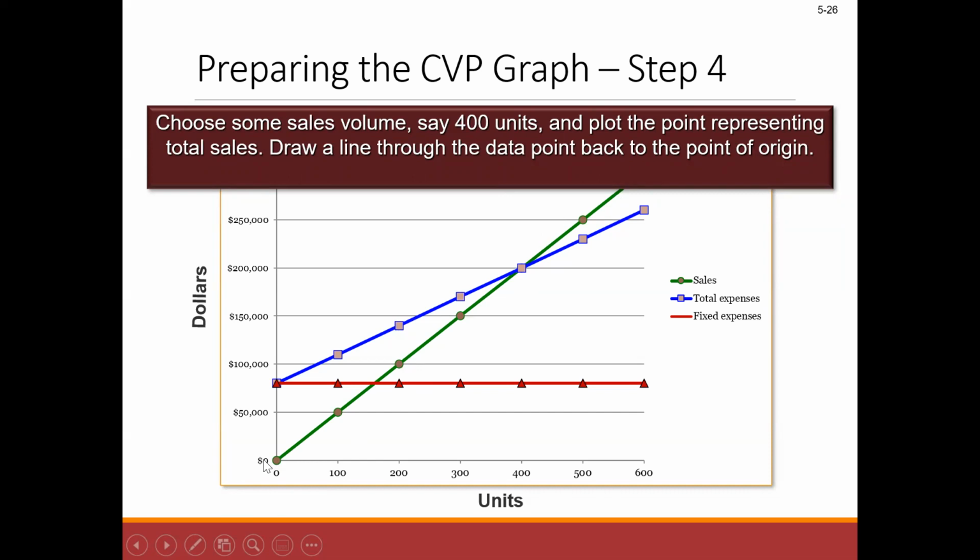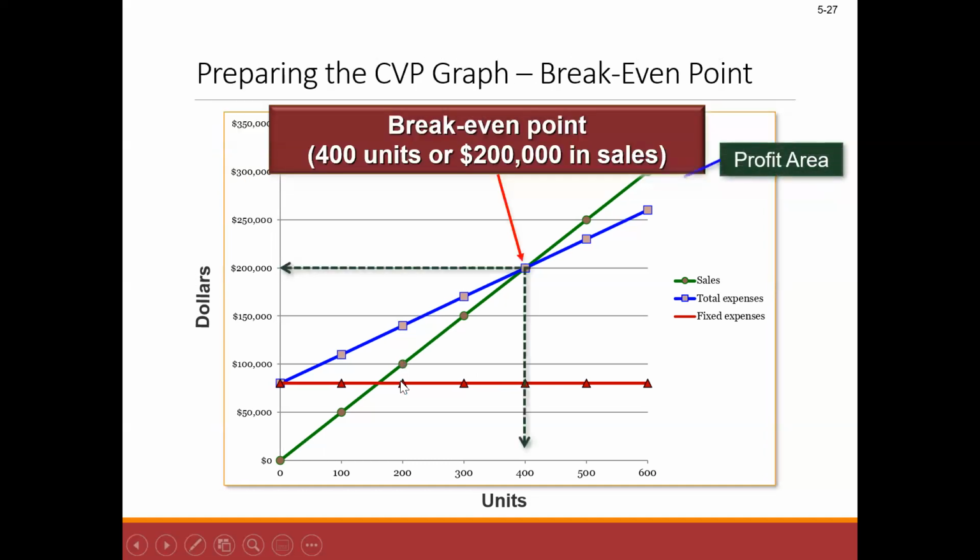So here's at 0. Here are your different sales. Here show your various total expenses, and here again is your fixed expense. The break even is going to be where your 400 units and your dollar sales come together here. Okay.